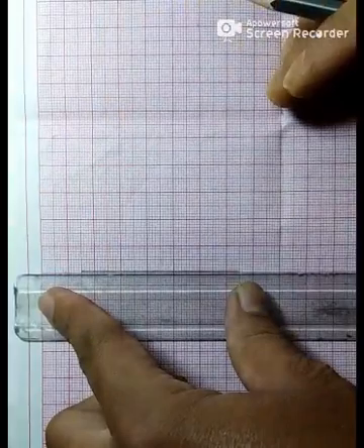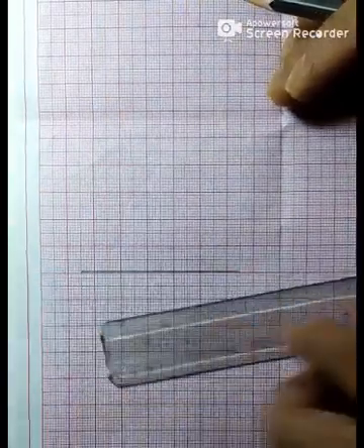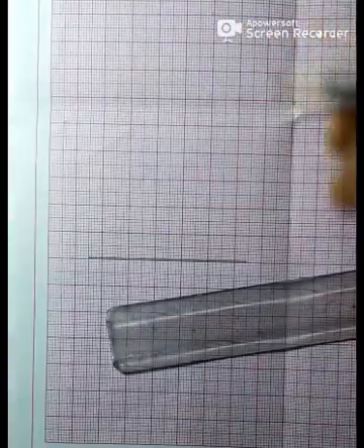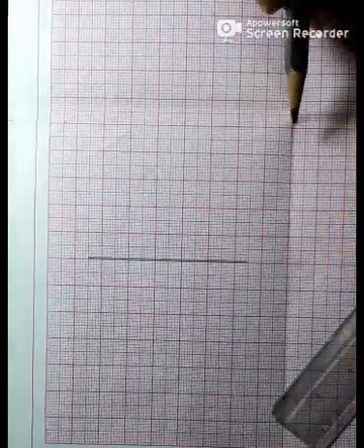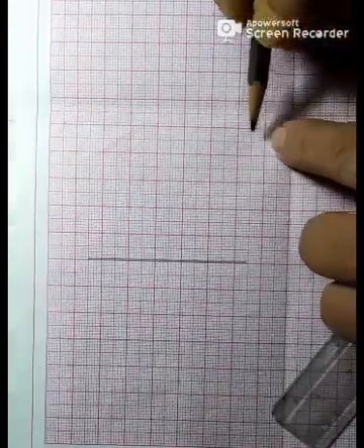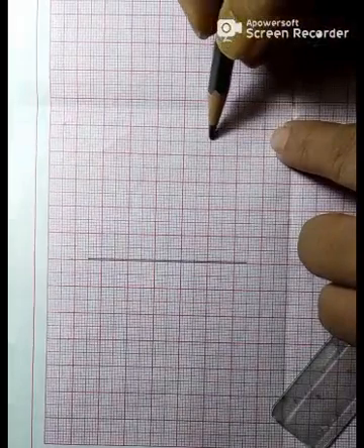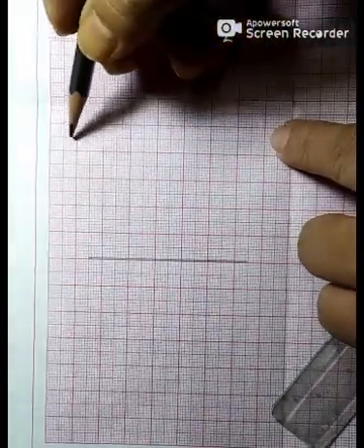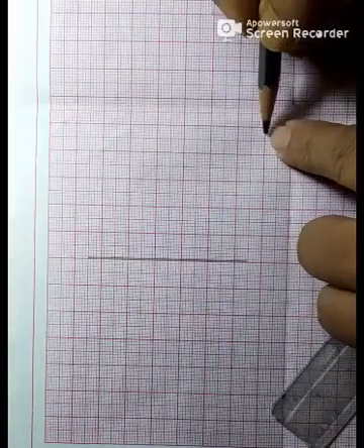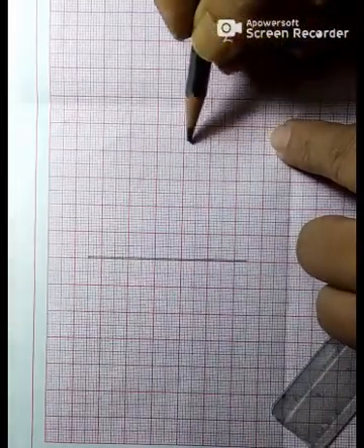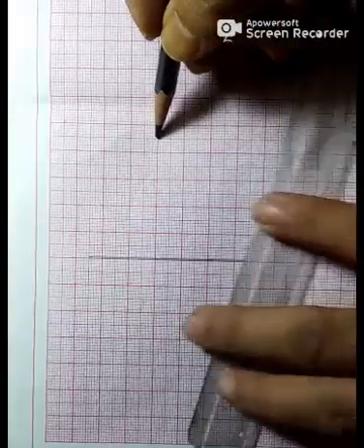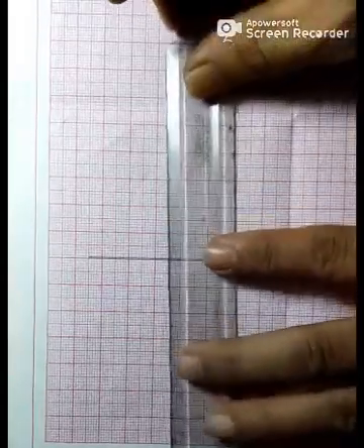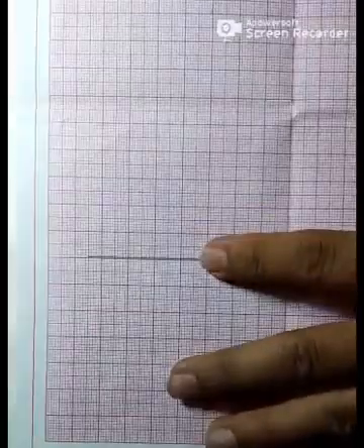This is the lens, right? Okay. So now here what you have to check is which should be our principal axis. So you have to count here 1, 2, 3, 4, 5, 6, 7, 8, 9. That means 5. 1, 2, 3, 4 and 5.